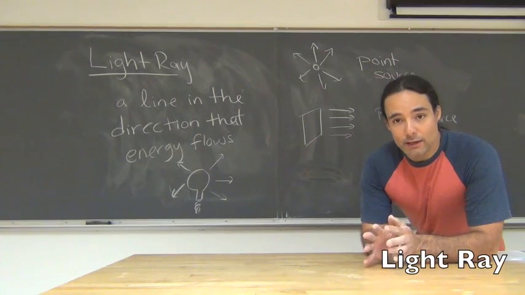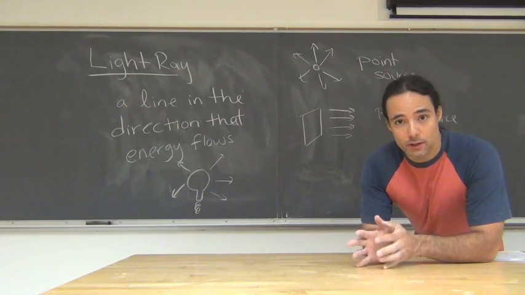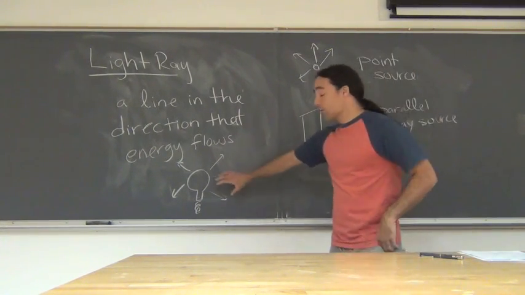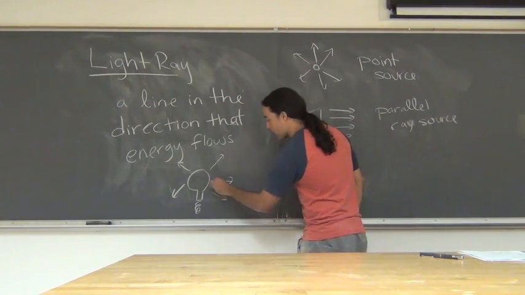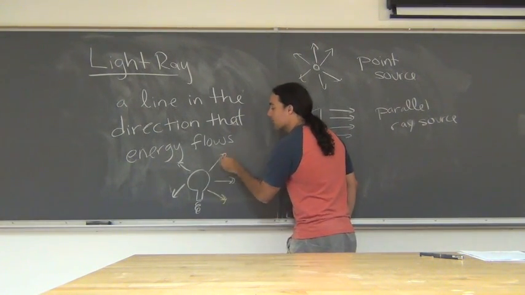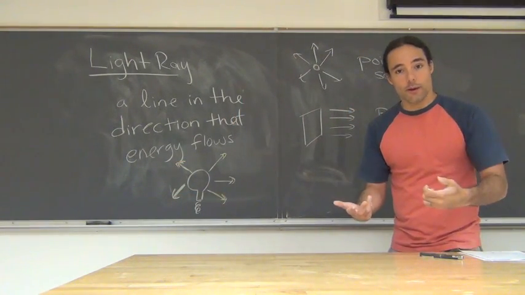We're going to define a light ray as a line in the direction in which radiation energy flows. So for example, here's a light bulb. I have light coming out of it. The different arrows coming out represent the light rays, which are the direction that light energy is flowing.